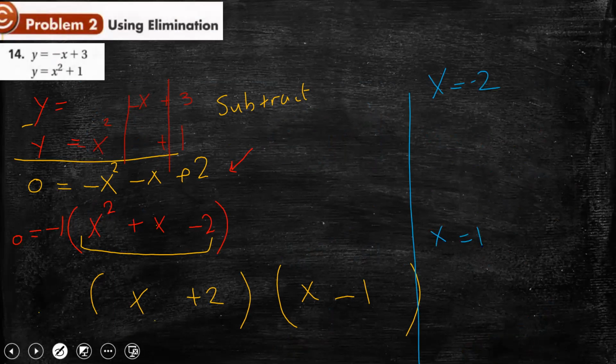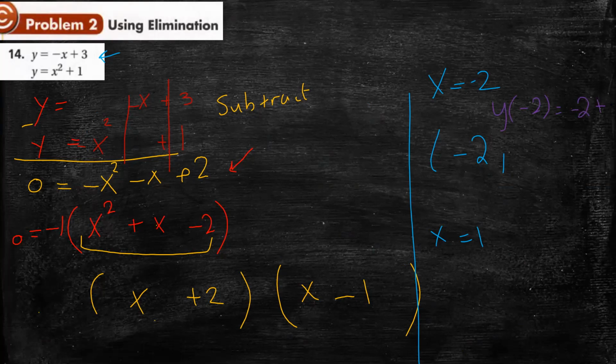And x is 1. When x is negative 2, what is the value of y? Choose, as an example, the first equation. You will say y of negative 2 is negative 2 plus 3. Negative 2 plus 3 is 1. So the first coordinate here is negative 2 and 1.